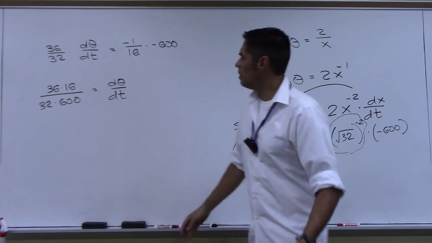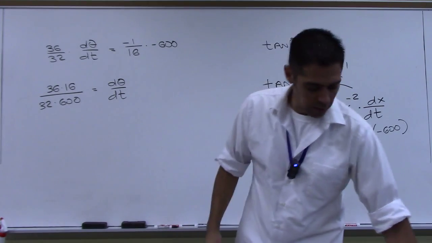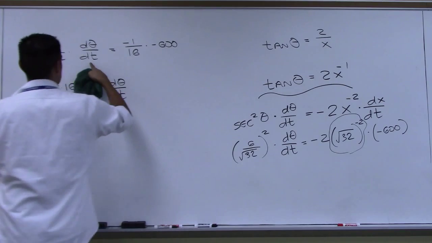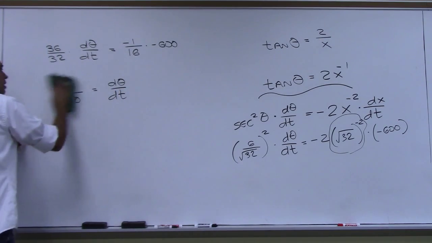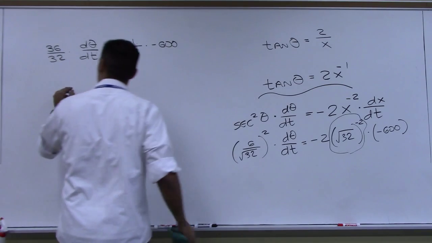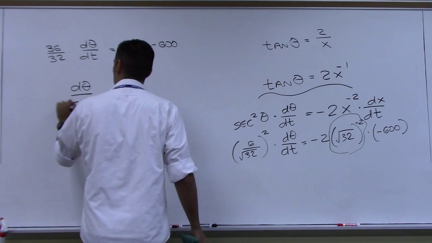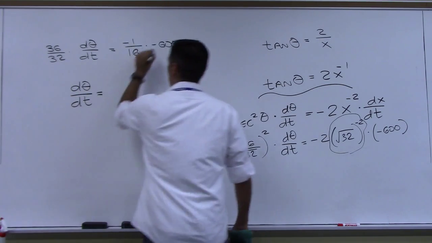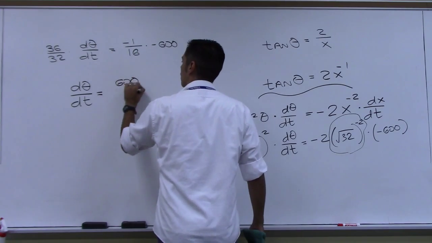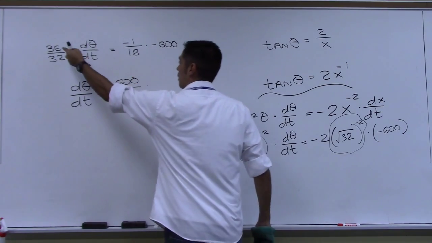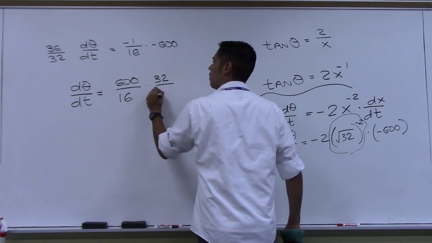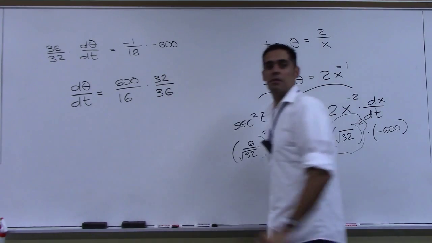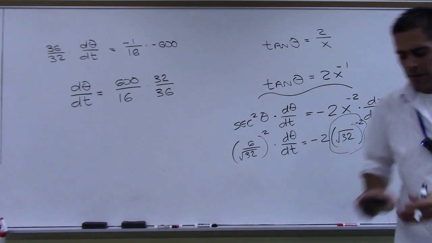Oh, wait, I did the other way. I'm sorry. That's why y'all are looking at me. D theta dt is on this side. Sorry, I need to move this constant to the other side. Apologize. Okay, this right here was 600 over 16. And then I bring this, flip, and multiply 32 over 36. Is that what you were saying? Yes, okay. Sorry about that.